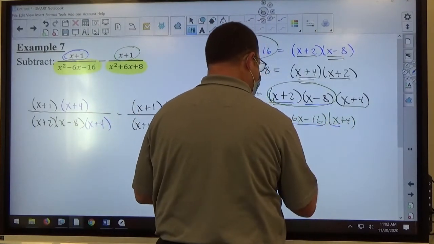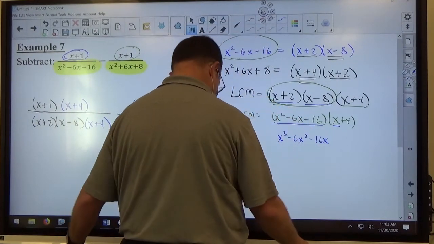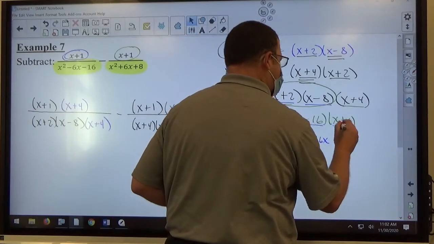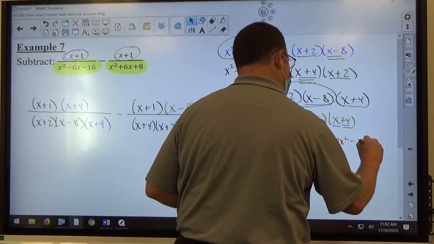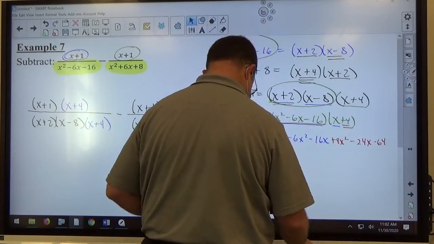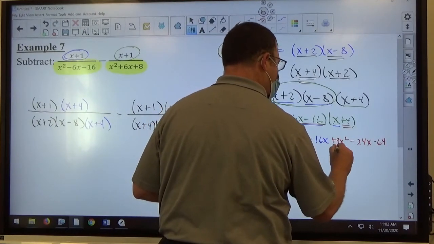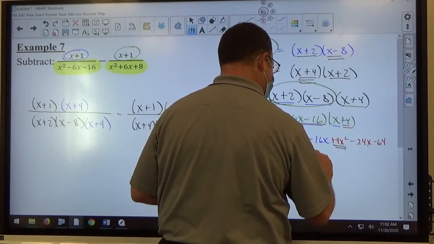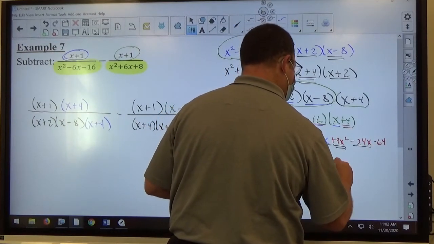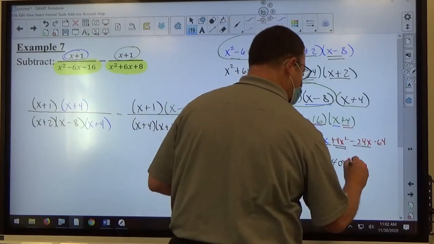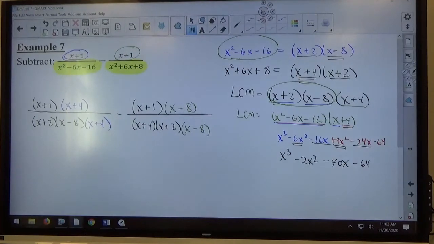X times everything gets me x cubed minus 6x squared minus 16x. Positive 4 times everything gets me 4x squared minus 24x minus 64. Combining like terms together, negative 6x squared, positive 4x squared, subtract to make negative 2x squared since the signs are different. Minus 16x minus 24x makes minus 40x, adding because the signs are the same, minus 64. That's what the bottom works out to.